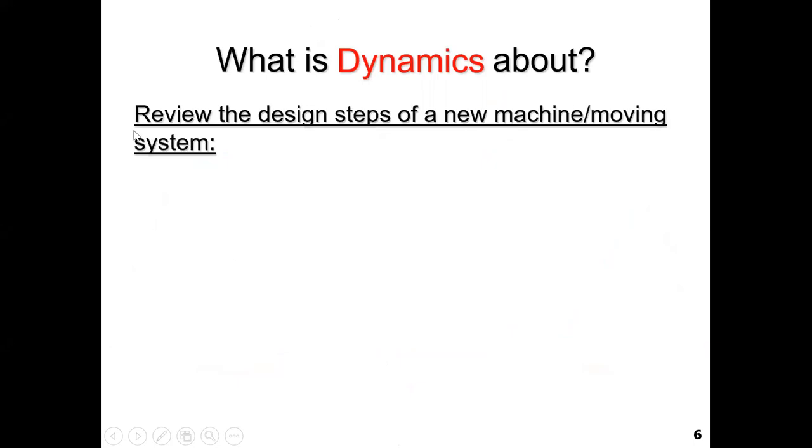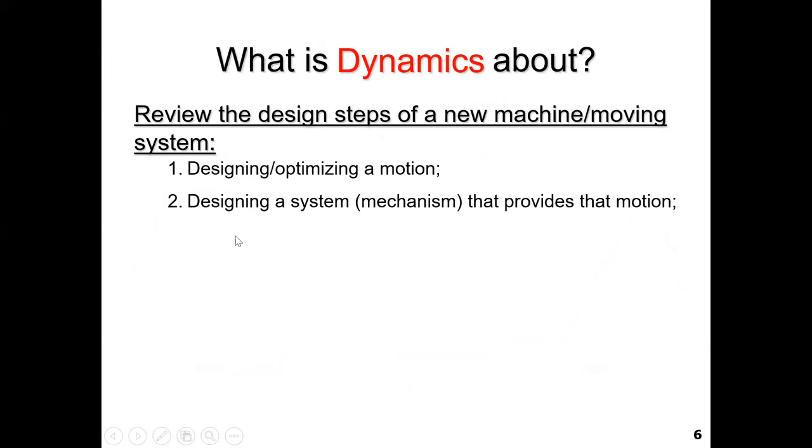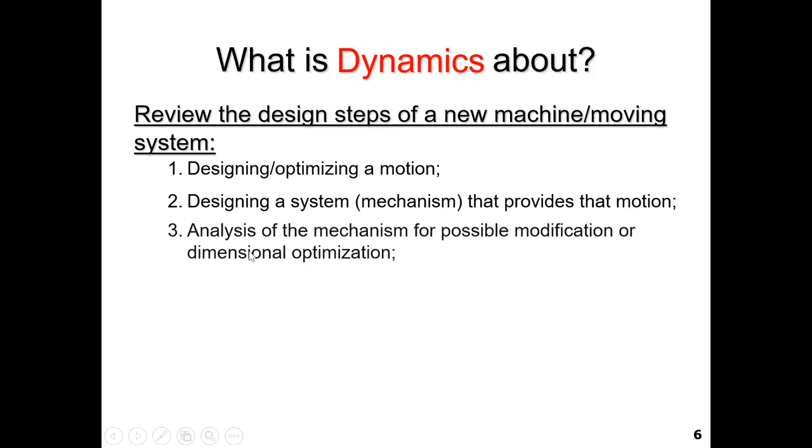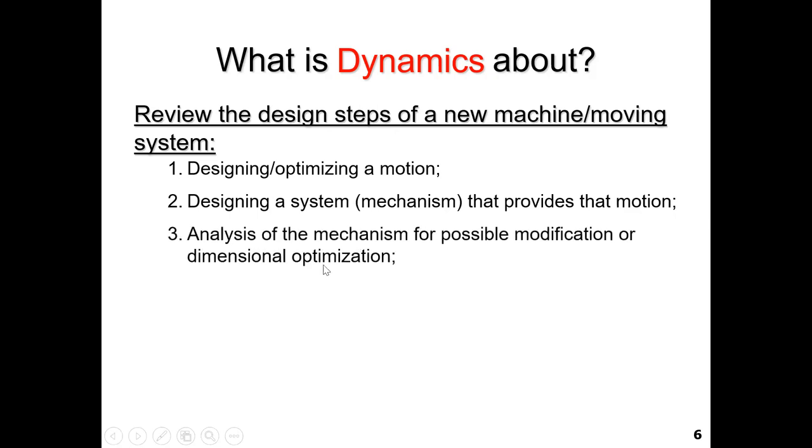Now, I'm going to just list what we do when you design a machine with a moving system. First, you design and optimize the motion, just like this example I showed you. Your windshield blades have to cover most of the glass, specifically the areas that block the view of the driver. Then you design a system that provides this motion. You saw two examples, a two blade with circular motion and a single blade with the Mercedes design.